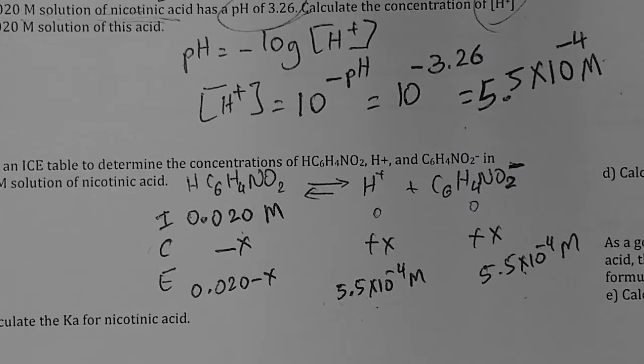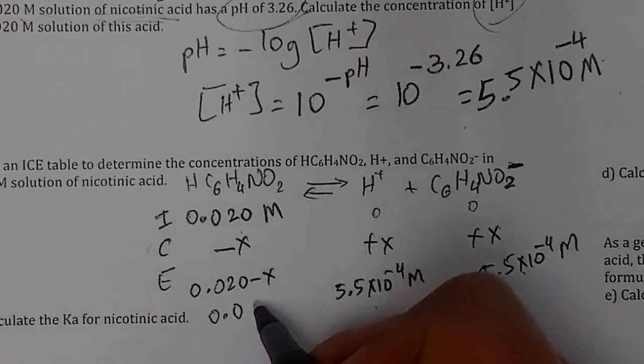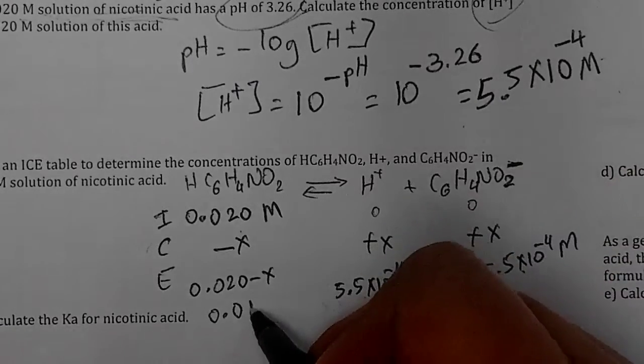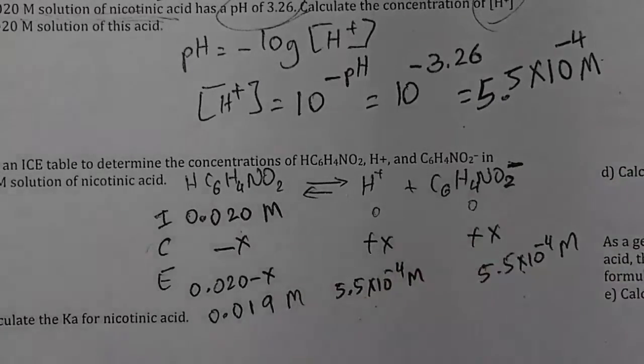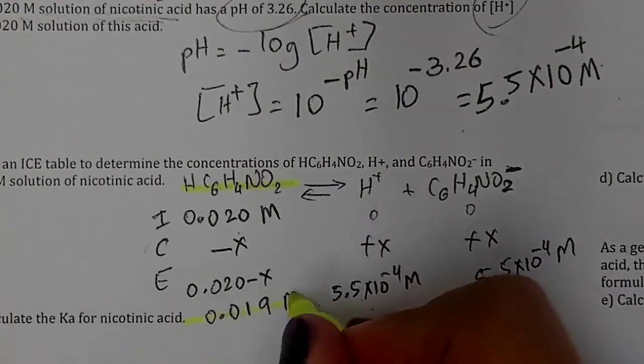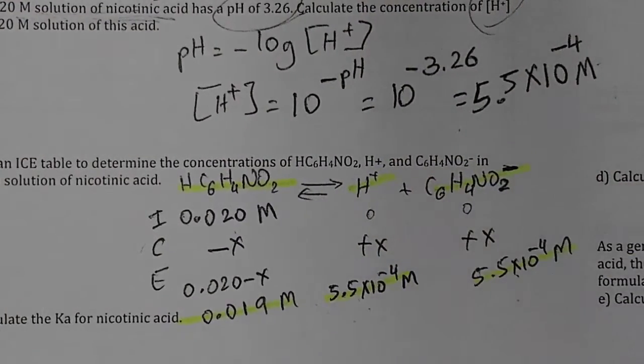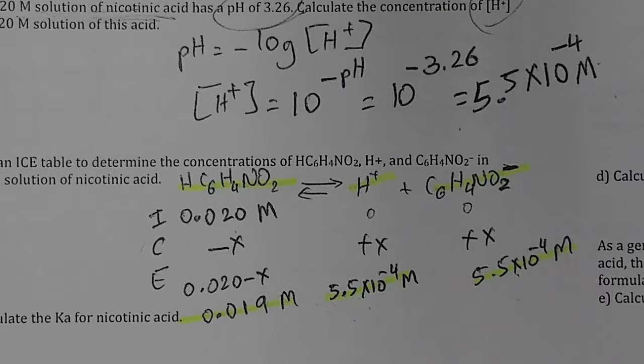We're gonna get 0.019. About. Really close. But yeah. See that? Concentration of this is this. Concentration of this is this. Concentration of this is this. You guys see that? That's it. Done. You just have to write it down.